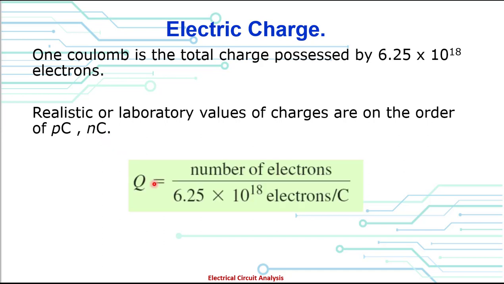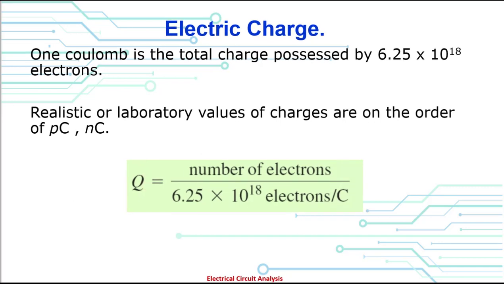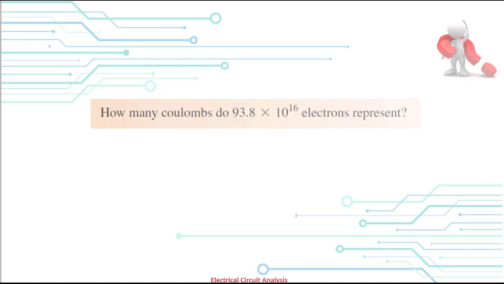The equation for charge is this: Q represents the quantity of charge, which is equal to the number of electrons divided by 6.25 times 10 to the power 18 electrons per coulomb. 6.25 times 10 to the power 18 is the total number of electrons which carry 1 coulomb of charge. So using this equation we can calculate the total charge if we know the number of electrons, or we can calculate the total number of electrons which are required to produce a given charge. In the next section we will put this equation to use.